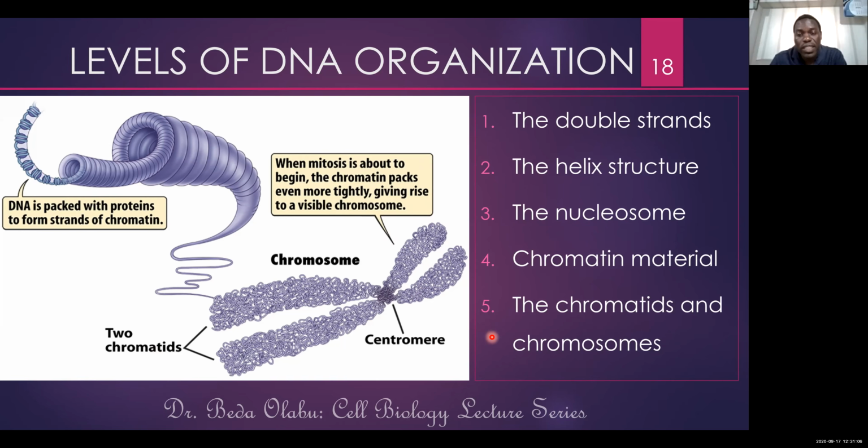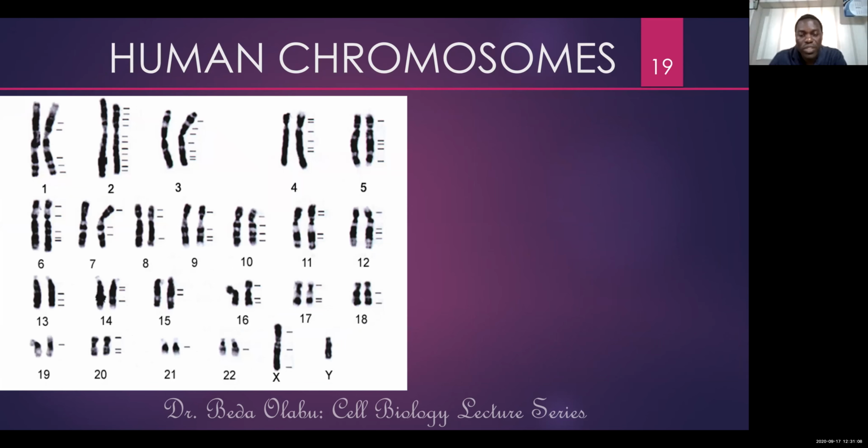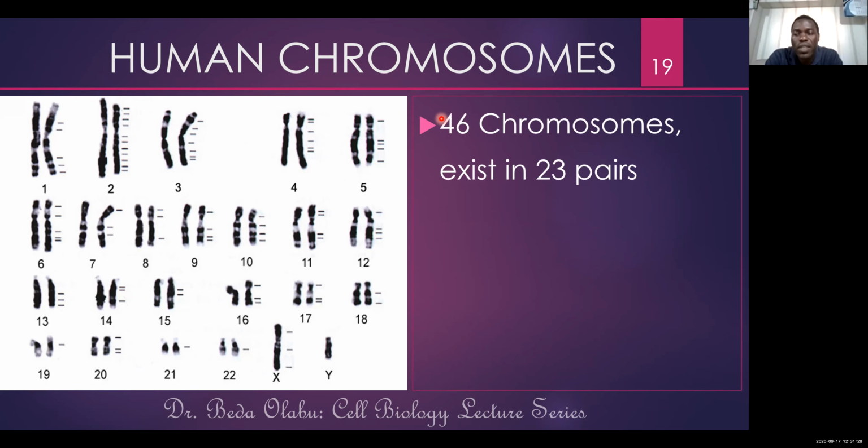Having said that, I will then ask you some questions shortly. But let's look at this first. This is how chromosomes in humans appear. We have a total of 46 chromosomes in humans. But these 46 chromosomes are actually 23 pairs of chromosomes. One pair came from your mother.